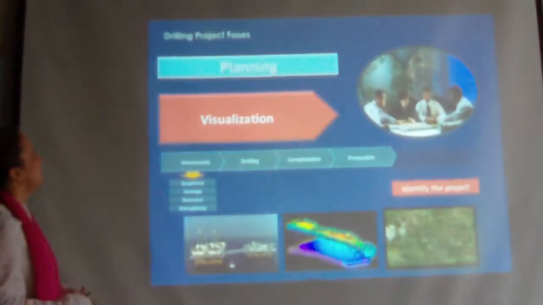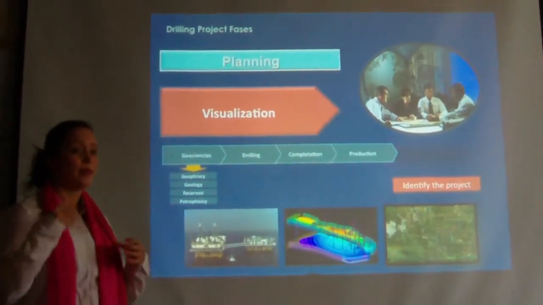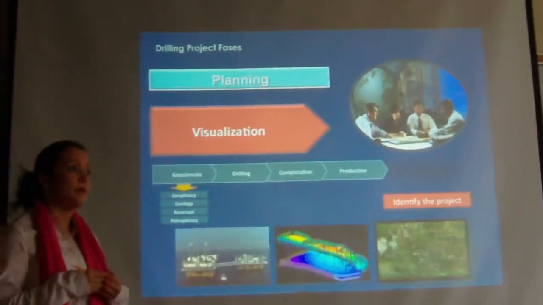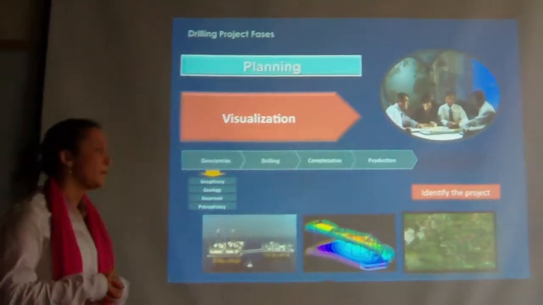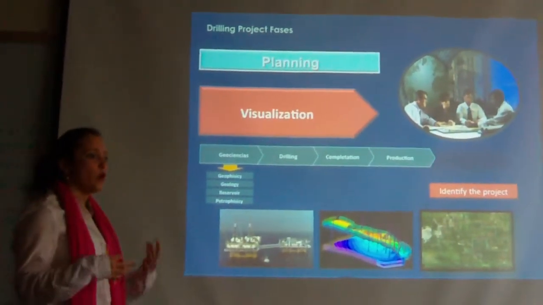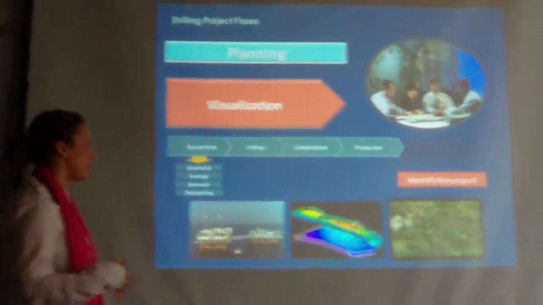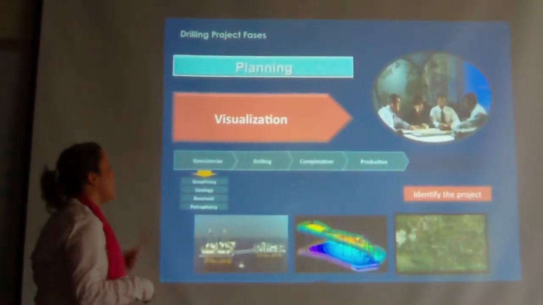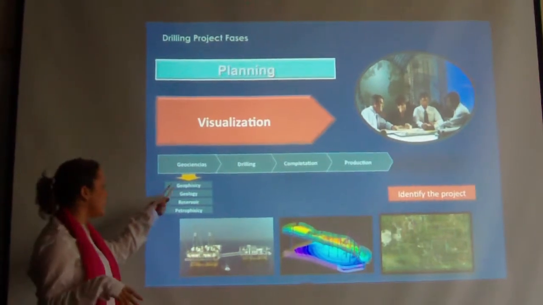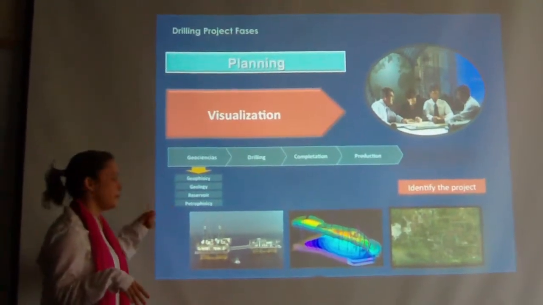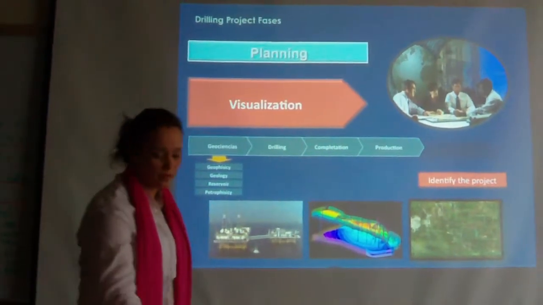Move on to visualization. In this phase, many disciplines, different people with different points of view have to stay together and say this project could be good or not for the company. This identifies the project. There are different disciplines like drilling, completion, and production, and geosciences: geophysics, geology, reservoir, and petrophysics. They study the ground and see, okay, will it be very good this way.